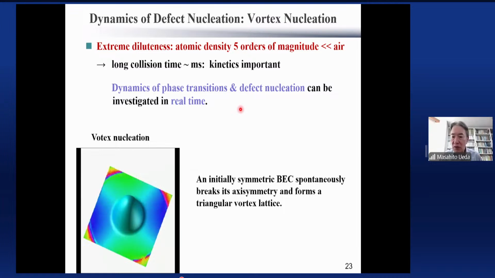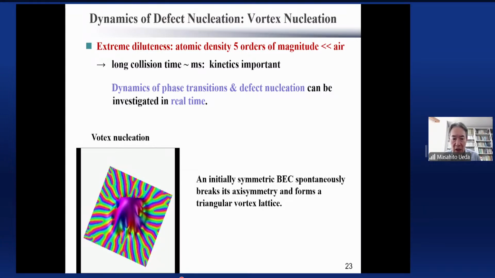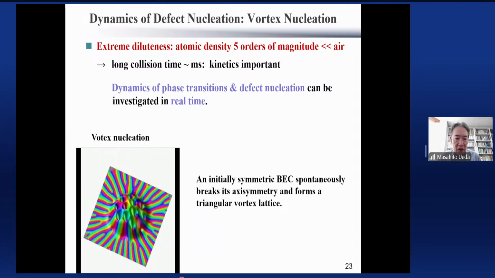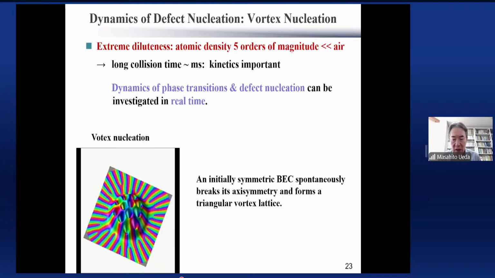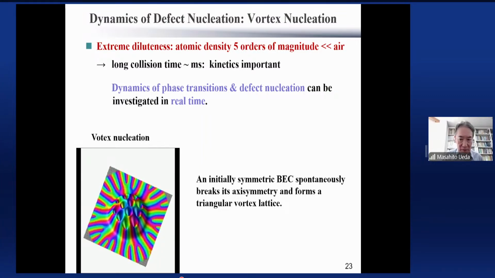So this panel shows numerical simulation of vortex nucleation. An initially symmetric BEC spontaneously breaks its axisymmetry and eventually forms a triangular lattice, like this, where the color shows the phase of the condensate.